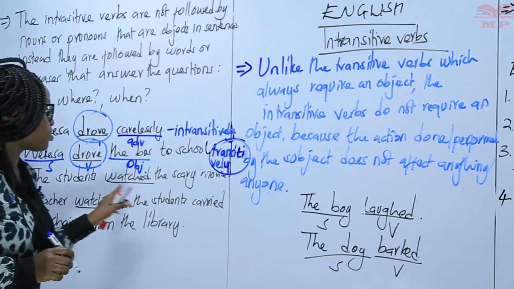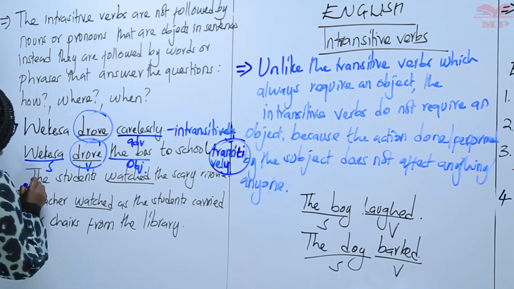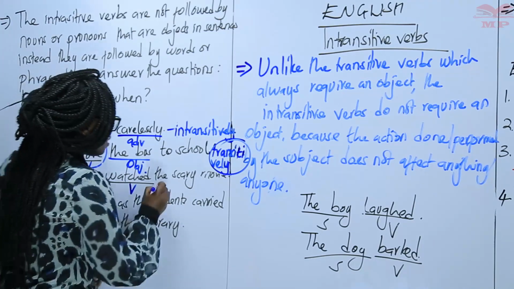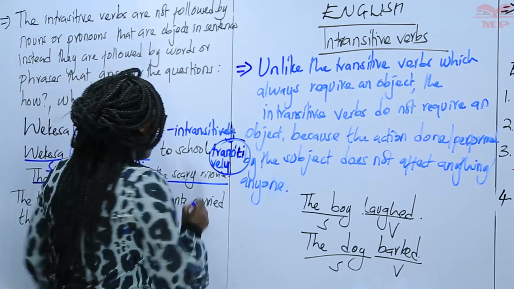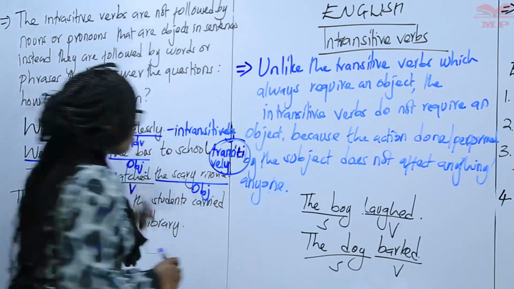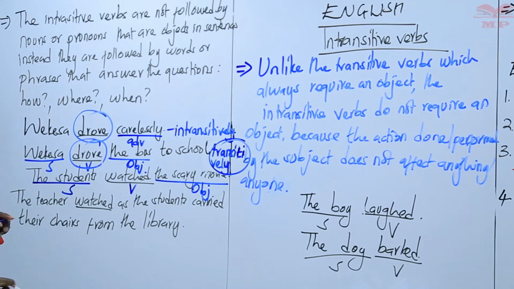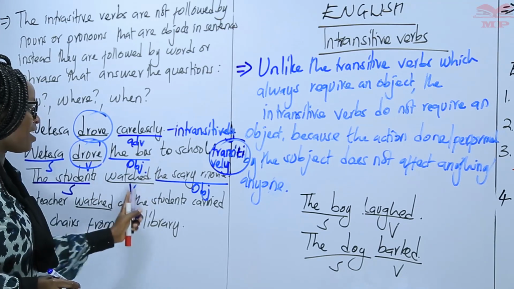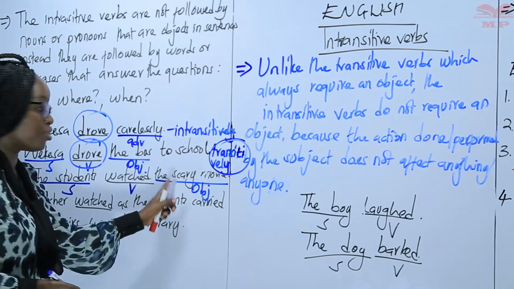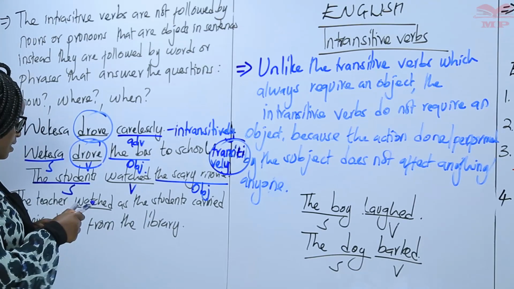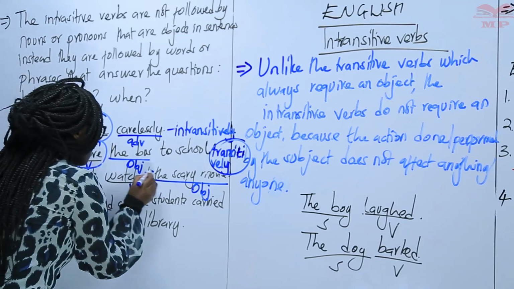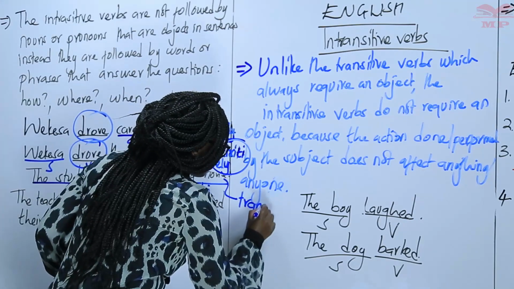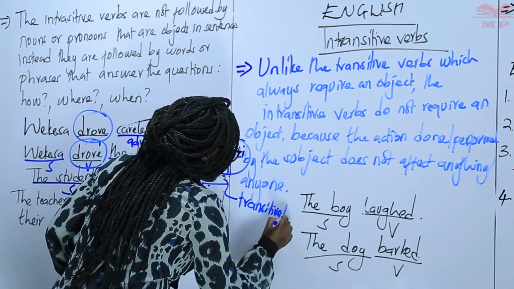The students watched the scary movie. The students become the subject, watched becomes the verb, and then the scary movie is a noun phrase which represents the object because it answers the question, what did the students watch? They watched the scary movie. And then it is the receiver of the action. It is what the students watch. Therefore, in this first sentence, this verb here has actually been used transitively. I hope you're following.